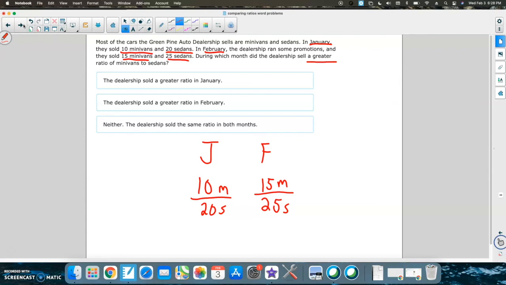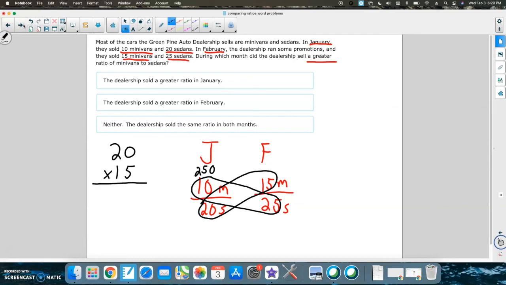Probably butterfly method, right? Would just be the easiest. 25 times 10, that's not too bad. That's just 250. 20 times 15. That's a bad one, isn't it? Let's make that a little neater for you. Okay, so 20 times 15 or 15 times 20, same thing, right? 5 times 0 is 0. 2 times 5 is 10. Down by 0. Cross that out. 1 times 0 is 0. 1 times 2 is 2. I add those two numbers and it's 300.